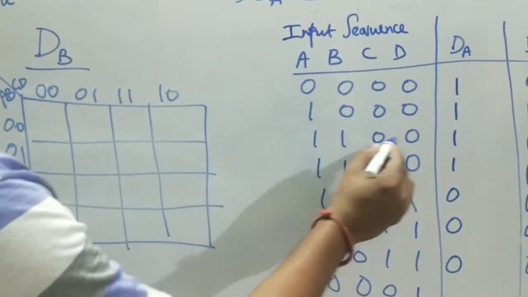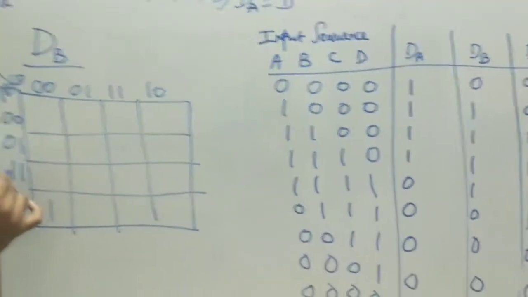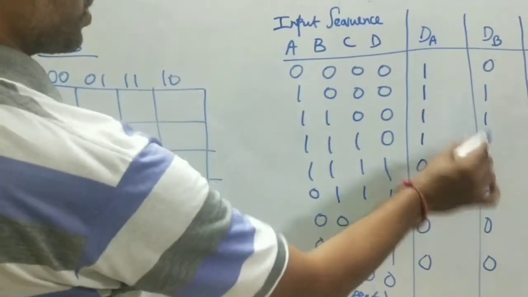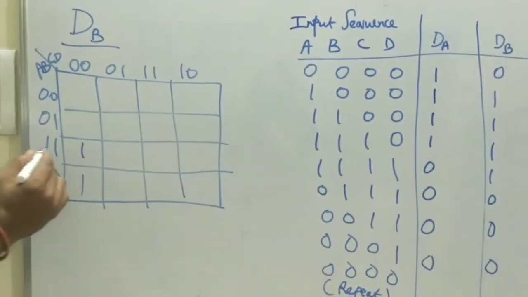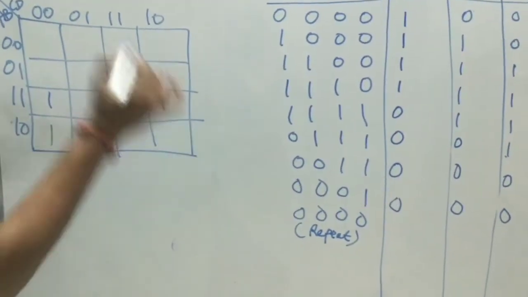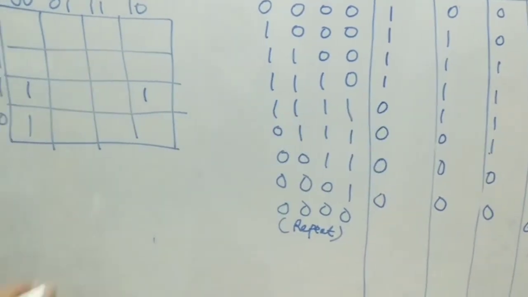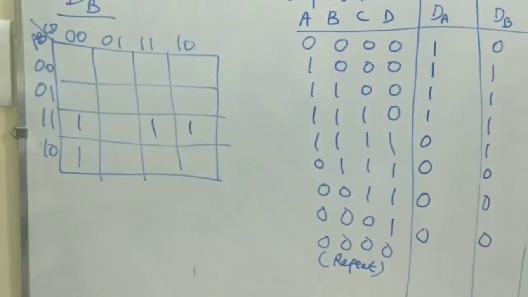Then double 1 double 0 is 1. Then triple 1 0 is 1. Then 4 ones is 1. Okay.